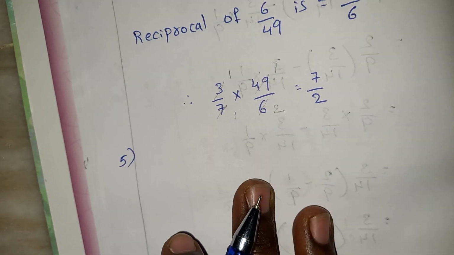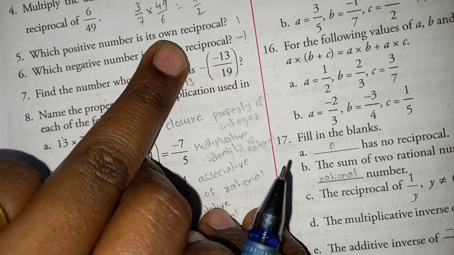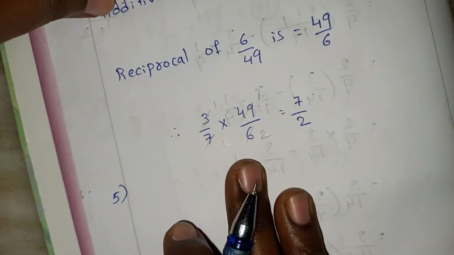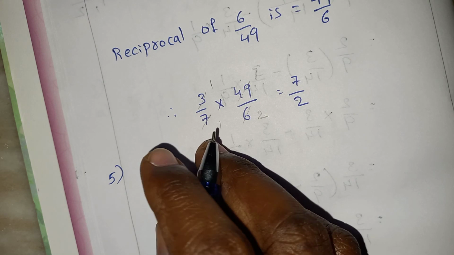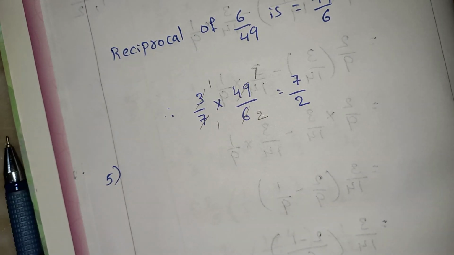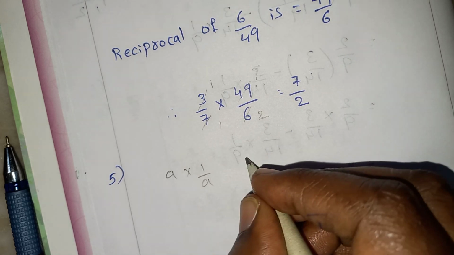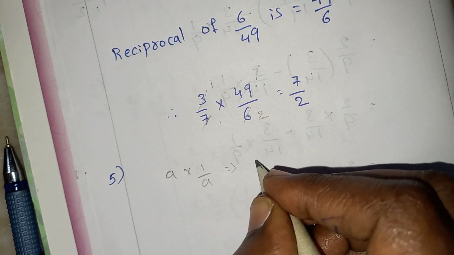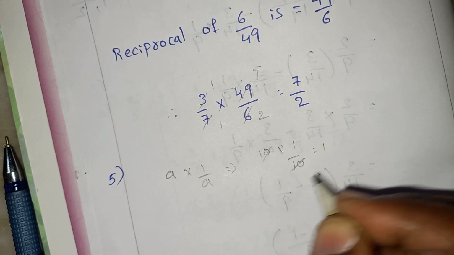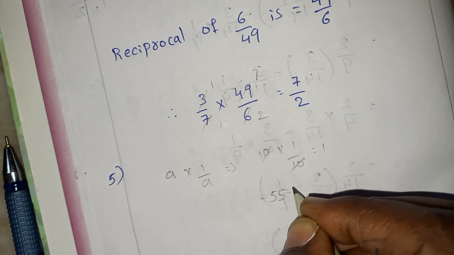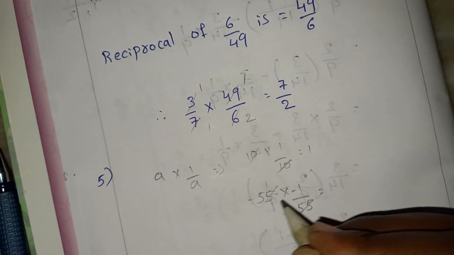Next, fifth question. Which positive number is its own reciprocal? It's very easy. Which positive number is its own reciprocal? Generally, don't copy this. Okay, I am just explaining for your understanding. Generally, the reciprocal of A is 1 by A. So here A can be any number, like 10 into 1 by 10, the answer will be 1. Minus 55 into minus 1 by 55, 55 cancels, the answer will be 1.